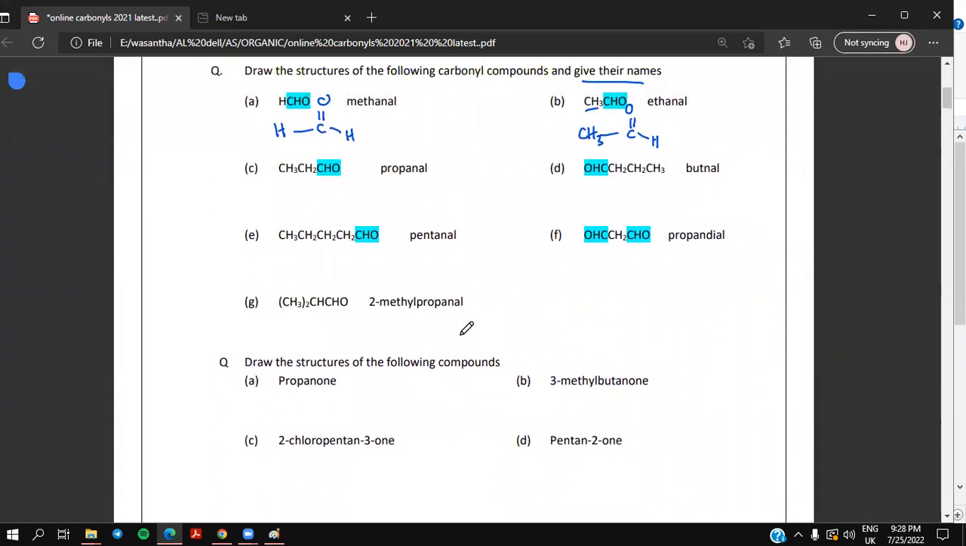Draw the structures. First one, name is given, but we have to draw only the structure. In the second one, only the name is given. So we have to think about how many carbon atoms are there and how the molecules are going to be drawn. I'll take 2-3 minutes and do the work yourself now.